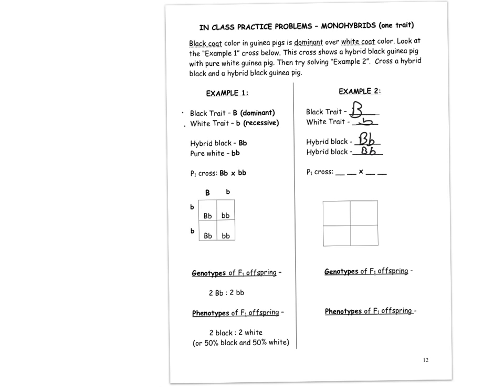So it's a P1 cross of these two, which would again be big B, little B, and you're crossing it with big B, little B. Now it's important for you to note that right next to this example that I'm doing here, there is another example.